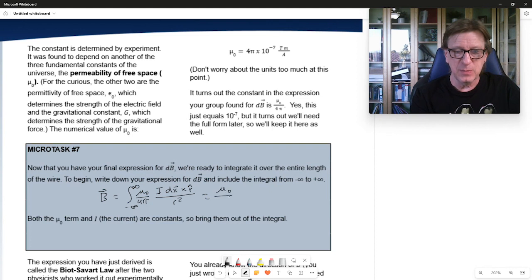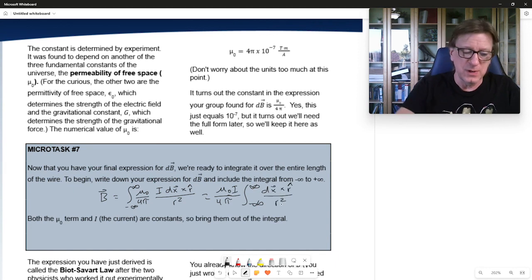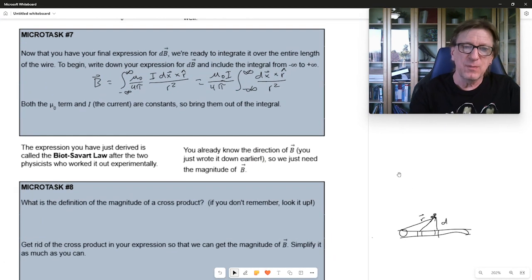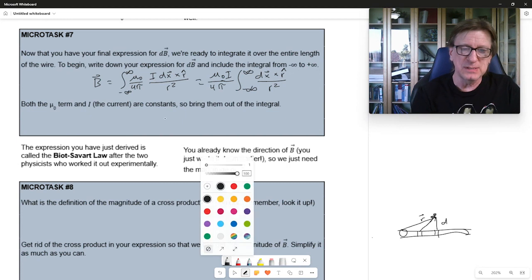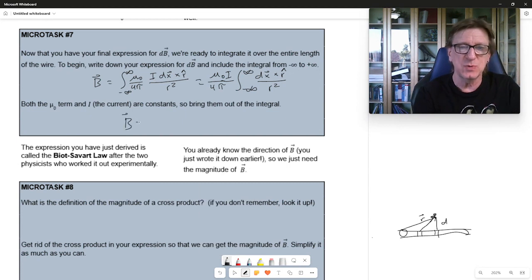So we're going to say mu 0 times I over 4 pi times the integral from minus infinity to infinity of dx vector crossed into r hat over r squared. And that's our final form. Now, we can't integrate that unless we get rid of those cross products. Remember, we have to always put in our magnitudes. So looking down at the next part, we can use our definition of the cross product to get rid of it. Now, I'm going to rewrite this here just so that we've got it in one place. This is what you should have in your flip books. This is the actual Biot-Savart law.